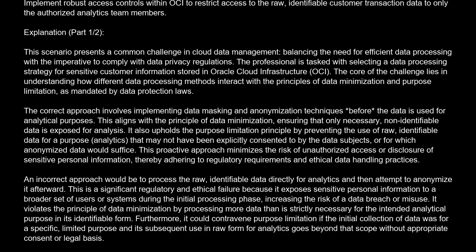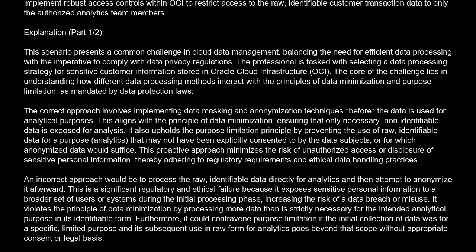The professional is tasked with selecting a data processing strategy for sensitive customer information stored in Oracle Cloud Infrastructure, OCI. The core of the challenge lies in understanding how different data processing methods interact with the principles of data minimization and purpose limitation, as mandated by data protection laws. The correct approach involves implementing data masking and anonymization techniques before the data is used for analytical purposes.